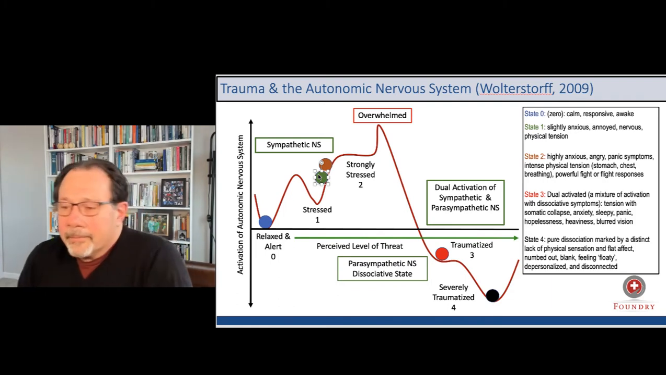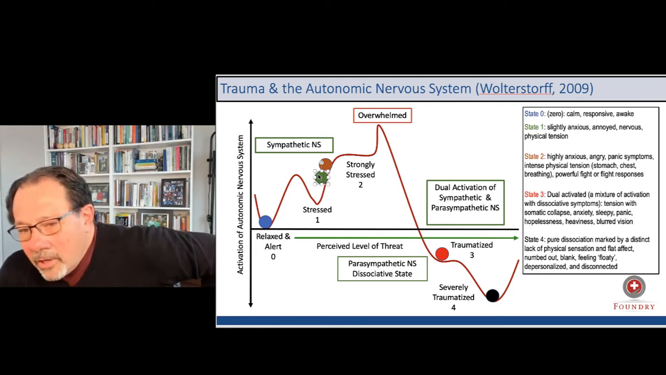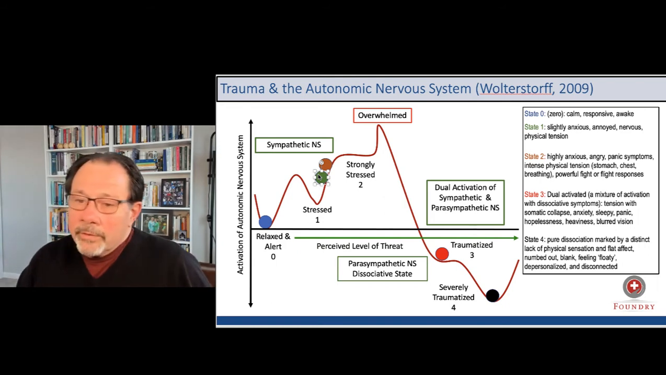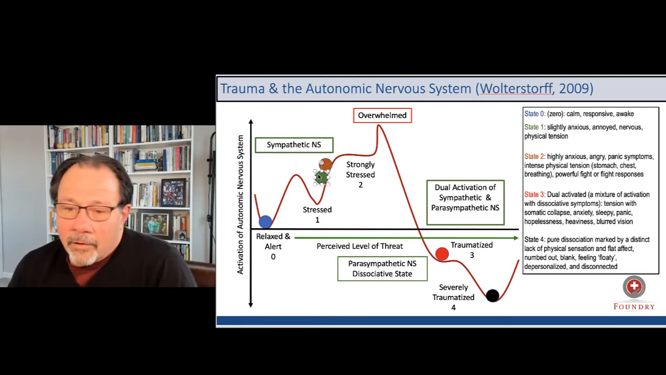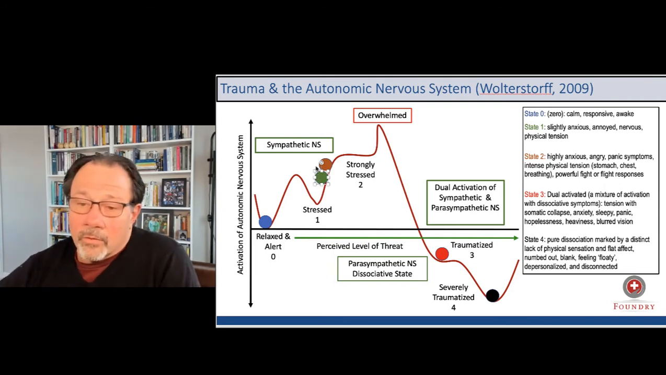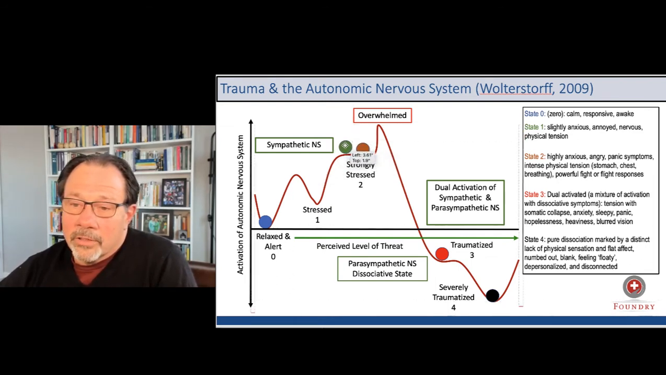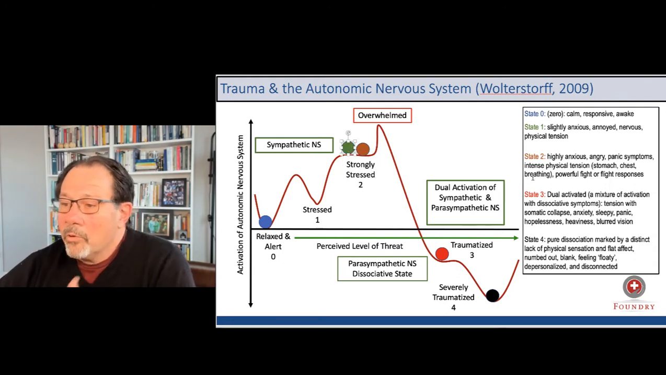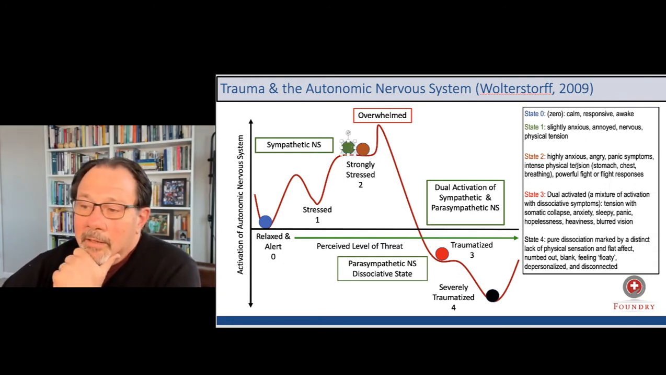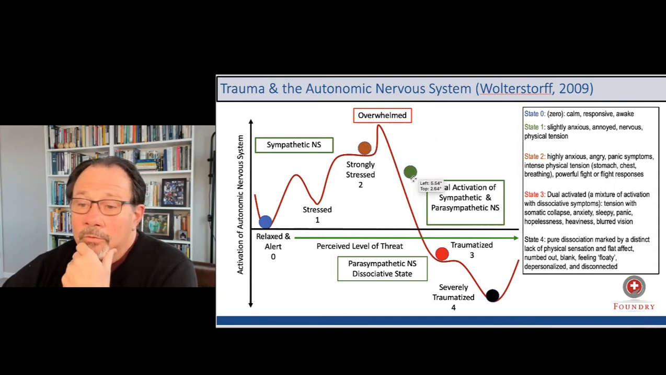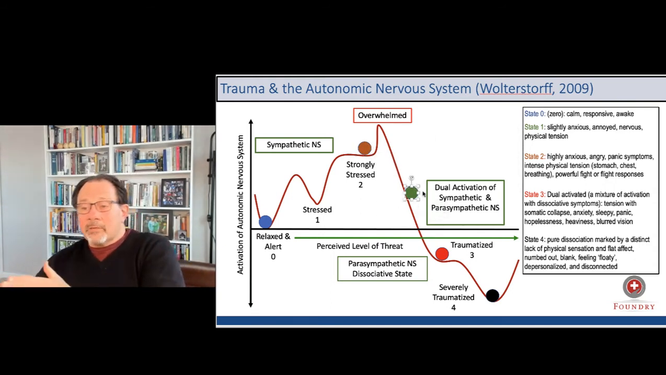And so we talk about that. We will always go back to what we believe will get us out of that significant stress. So we're trying to move out of harm's way. And so all of a sudden both people are now up here because it's now turned into an argument. And if you have two people who are highly anxious, angry, panicky, with intense physical tension and powerful fight or flight, then oftentimes one or both will begin to move into heading towards state 3, where they begin to dissociate.